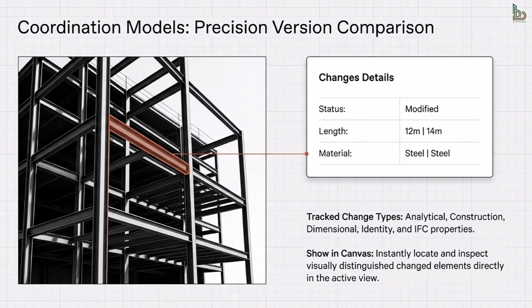This palette provides a side-by-side comparison of values from each version, clearly identifying the type of sense. This includes analytical, construction, dimensional, identity, and IFC-related properties.